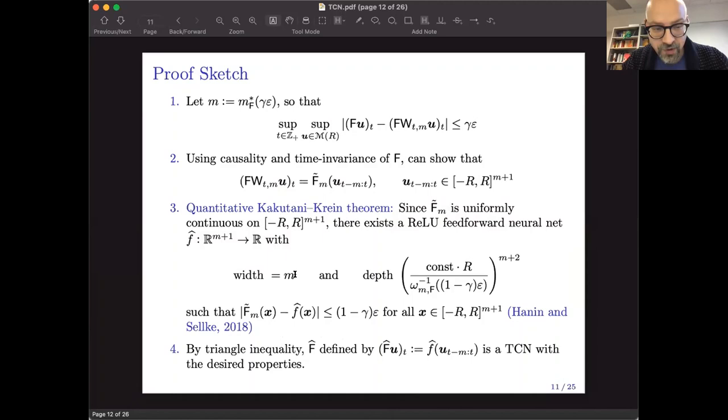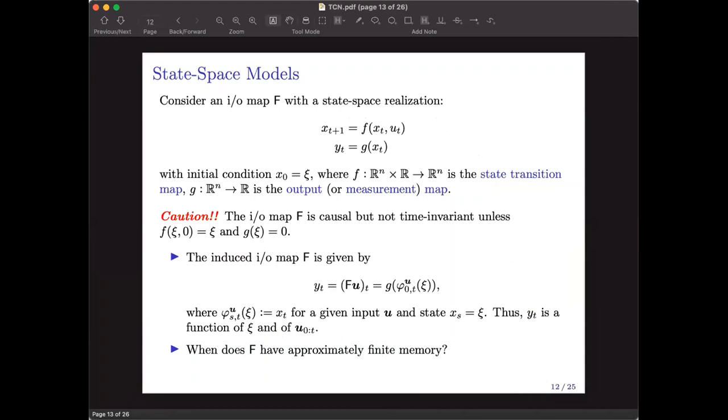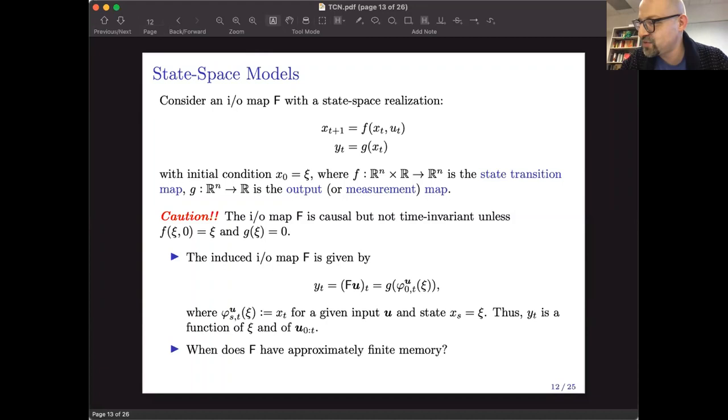Great, thanks. Okay, so now let's connect it to state space models, because we like recurrent models. If you're working in control, all this newfangled stuff with sequences and whatnot seems weird. And Kalman said we should work with state spaces. So let's look at a discrete time state space realization.